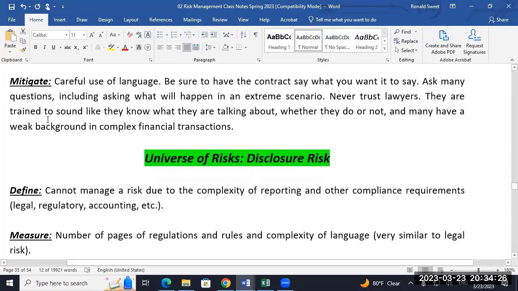How do you mitigate it? Careful use of language. So the way I did it with the swap, I mentioned this early in the semester, is I just went through scenarios. Okay, I don't know what this language is saying, but let's say this happens. Can I do this? And I need someone to sign off and say, yes, I'm sure you can do that. And say, okay, that makes me feel better.